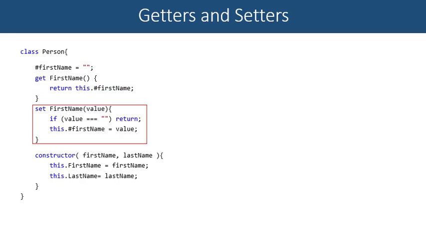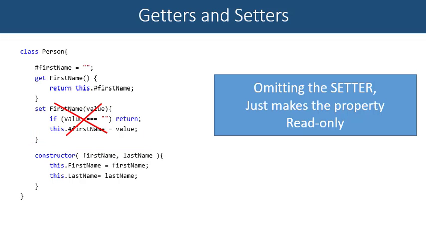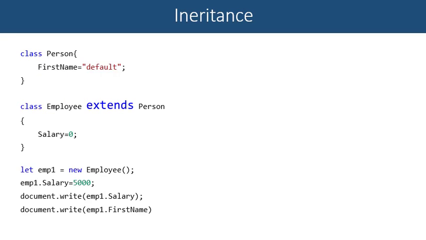Next, the setter method is written using the set keyword. Inside the method, you can write the validation logic and then set the value of the private variable. To make a property read-only, you simply omit the setter of the property. And the property will work like a read-only property.